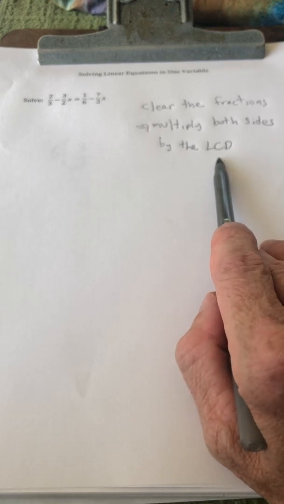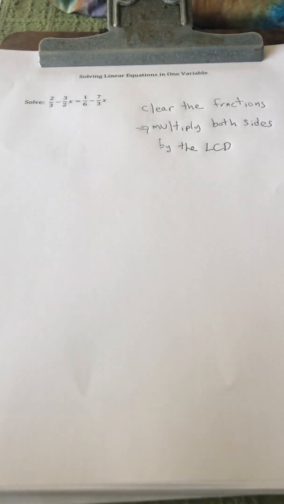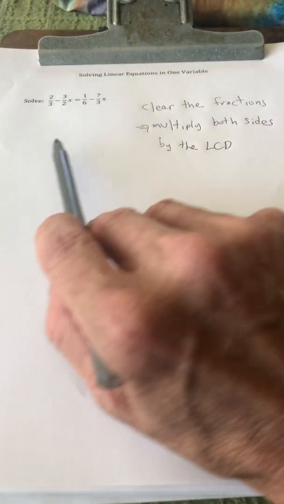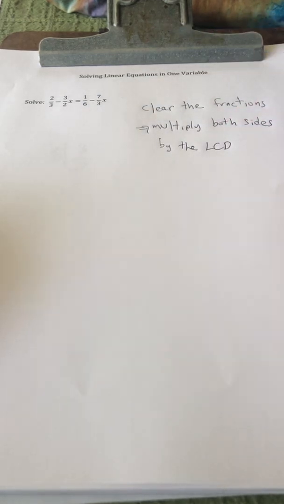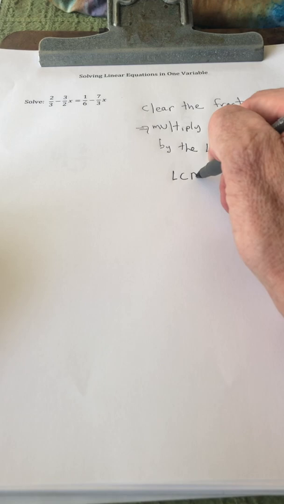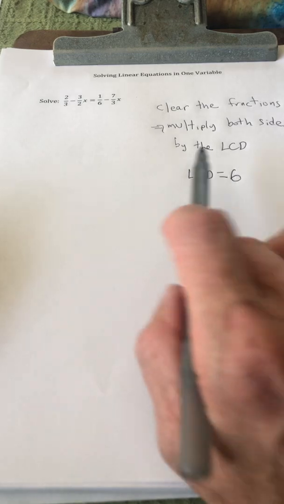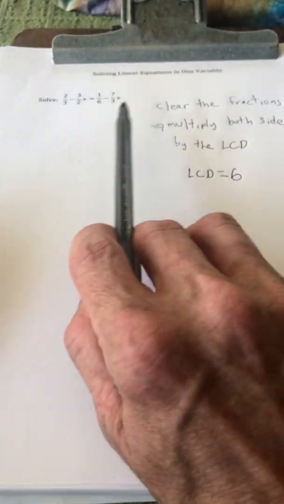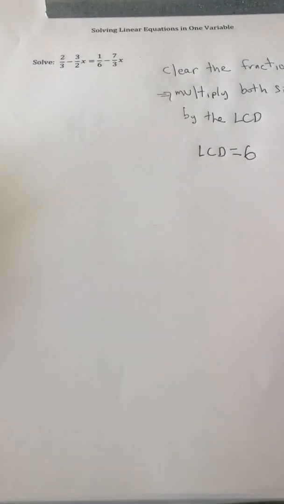LCD means lowest common denominator. LCD stands for lowest common denominator. And what we mean by that is the least common multiple of the denominators. See, the denominators are 3, 2, and 6. So among those, the least common multiple is 6. So the LCD is 6. So what we're going to do is multiply both sides of the equation, which means we're going to multiply each and every term by 6.